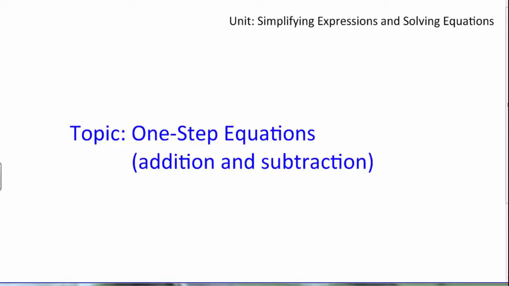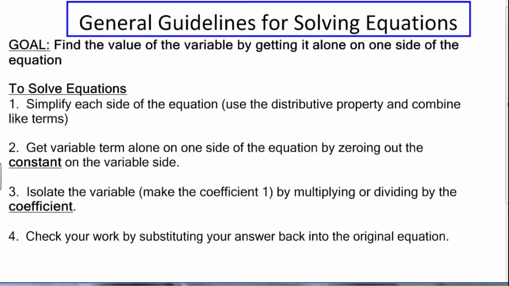In this video, you'll see how to solve one-step equations by addition and subtraction. Let's look at some general guidelines that we would use for solving just about any equation. First, remember the goal of solving an equation is to find the value of the variable by getting it alone on one side of the equation. Try to get the variable alone, we call that isolating the variable.